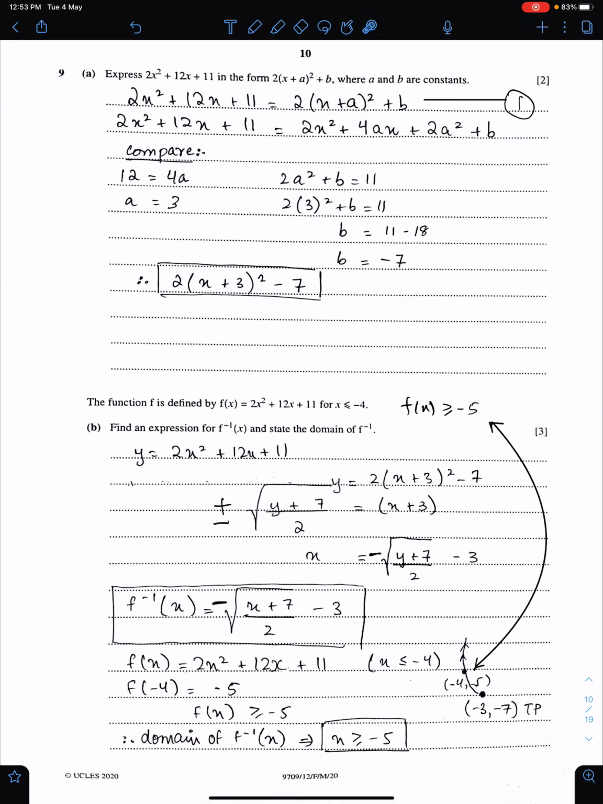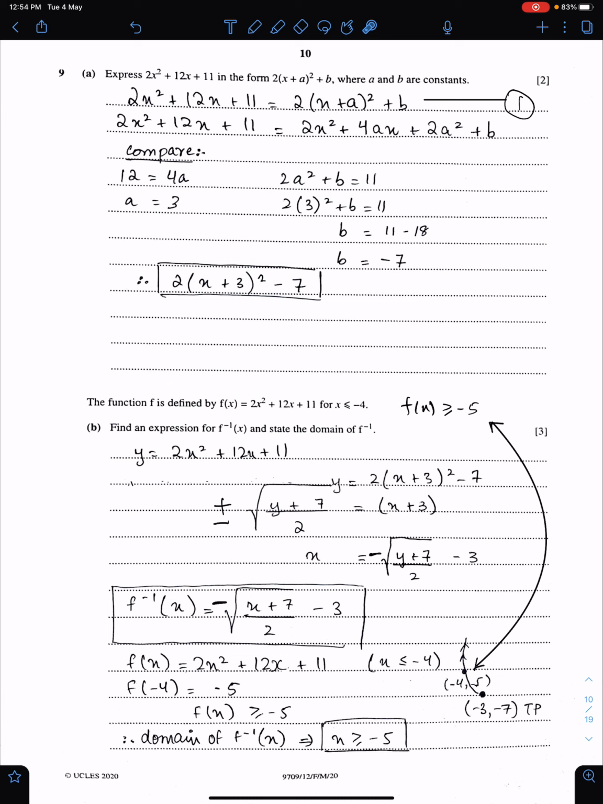So the expression for f inverse is this. By replacing y by x and x by f inverse, we can get the expression for f inverse, which is minus under root (x plus 7) upon 2, minus 3. Make sure you make the proper root. This 2 is inside the root. And this is the domain of f inverse. I already have explained this part. We found this with the help of this.